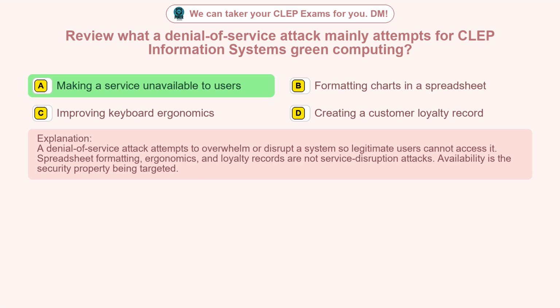A denial of service attack attempts to overwhelm or disrupt a system so legitimate users cannot access it. Spreadsheet formatting, ergonomics, and loyalty records are not service disruption attacks. Availability is the security property being targeted.